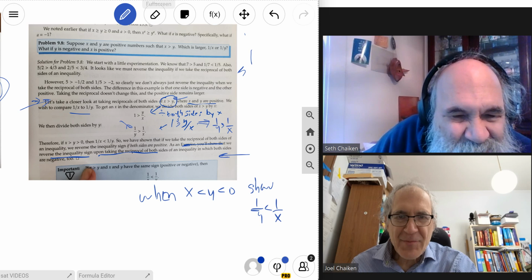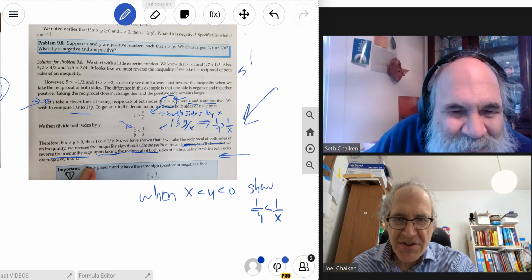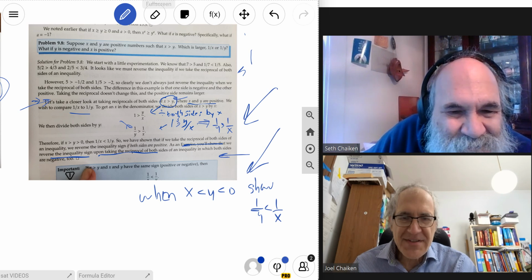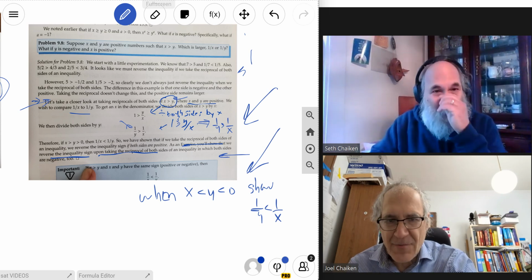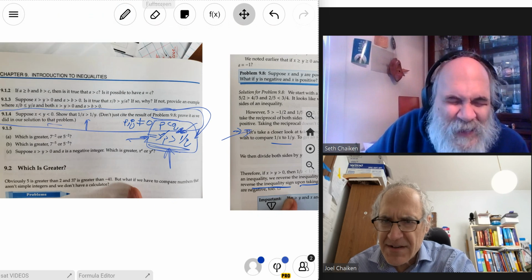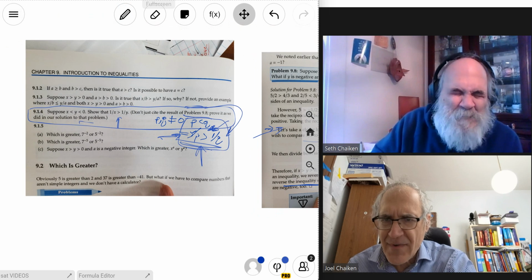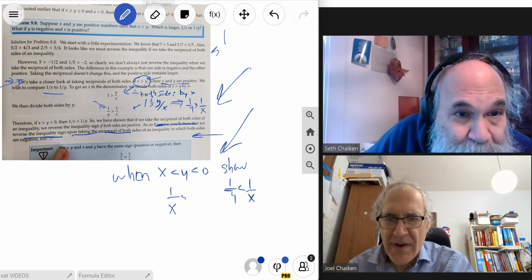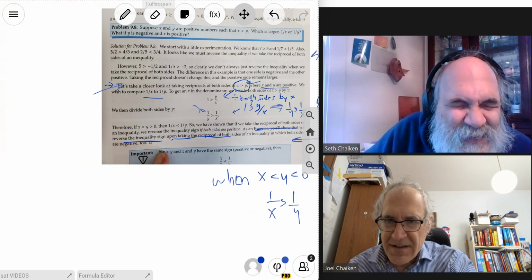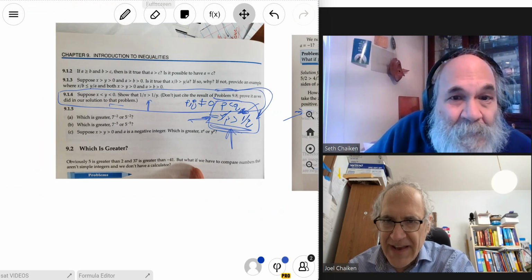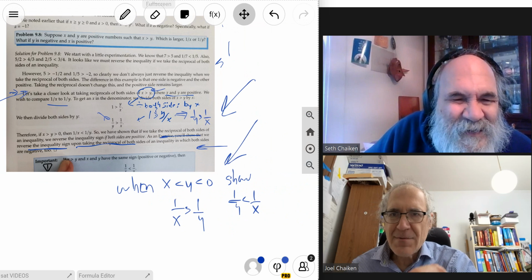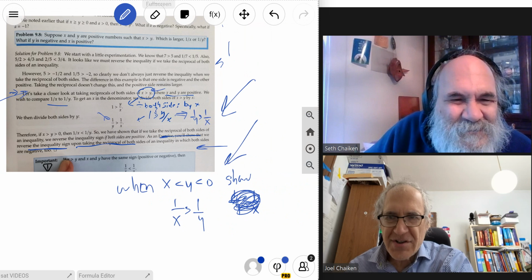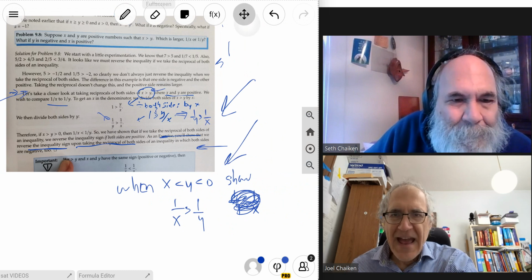Now notice we purposely keep the solution to 9.8 in our face when we do our problem. That's important because we're going to use the same method. Let's make sure we get it right. When x is less than y, we want to show 1 over x is greater than 1 over y. Let's double check. This is what we want to show. This gets erased. Now we keep the solution to 9.8 in our face as we do our problem.